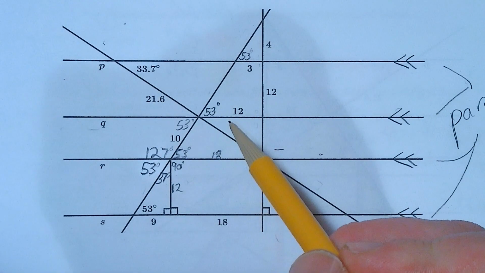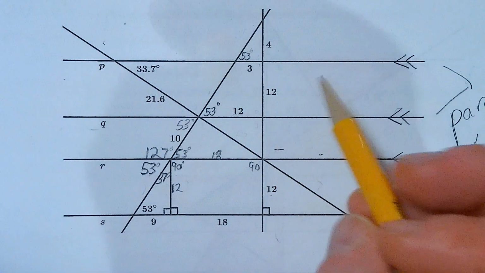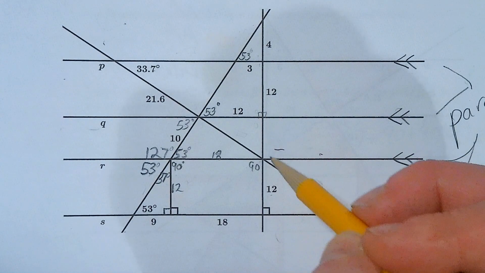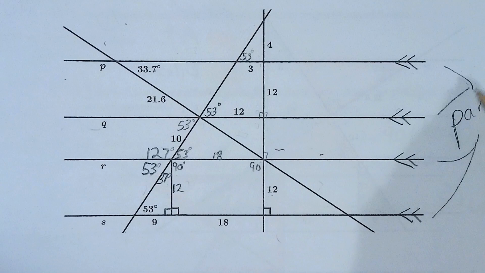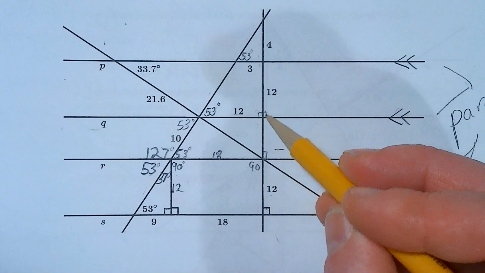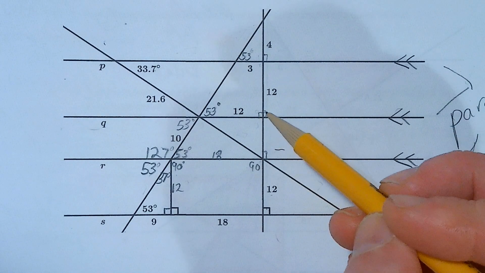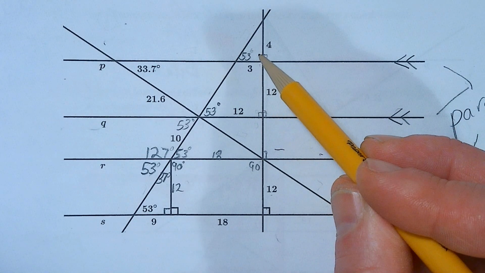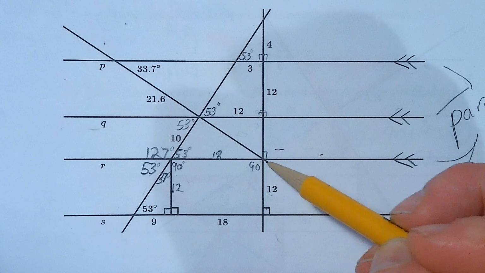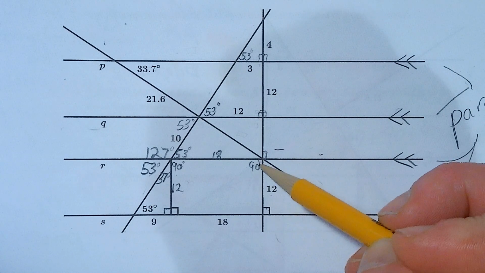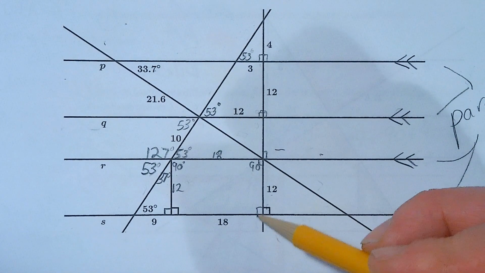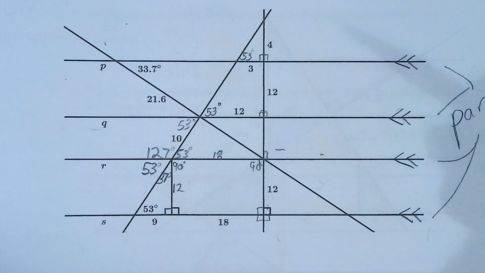Is my light on? Okay. These are all 90s. Why do we know that? Well, corresponding with this one, these are all parallel, remember? So matchy, matchy, matchy. But then it's a line, and lines have to add up to 180, so this has to also be 90. Vertical angles, 90. This is 90. Vertical angles, linear pair.